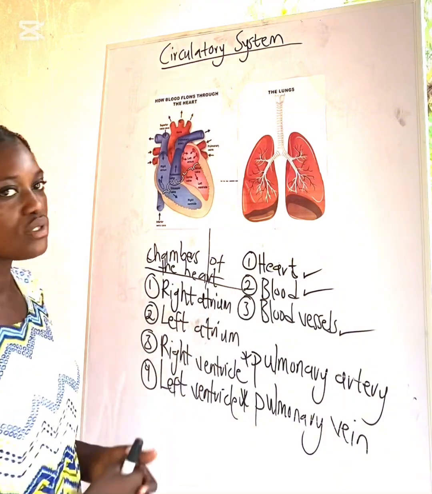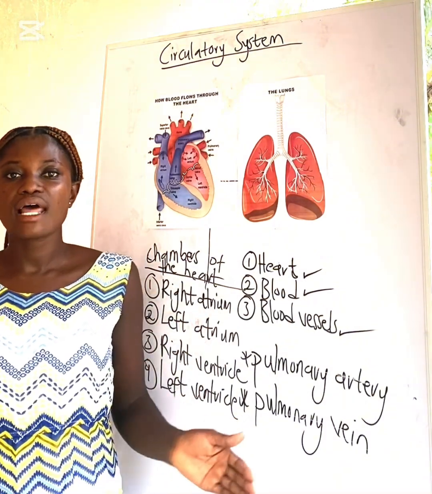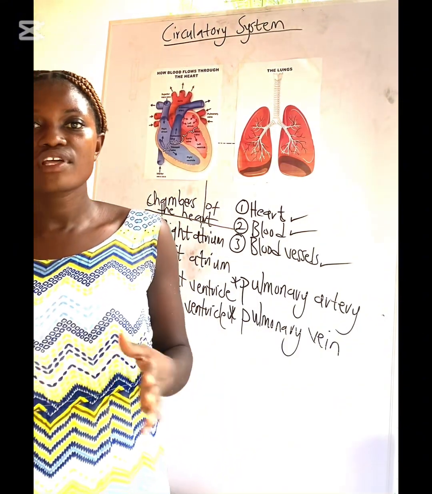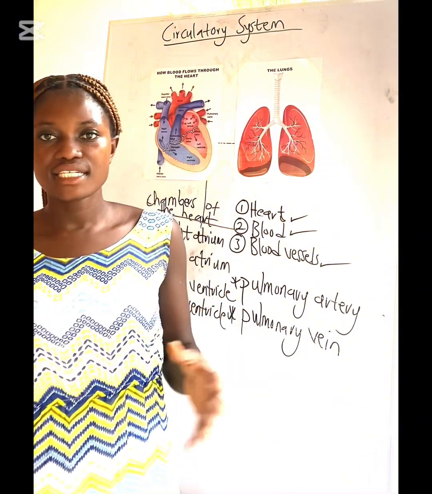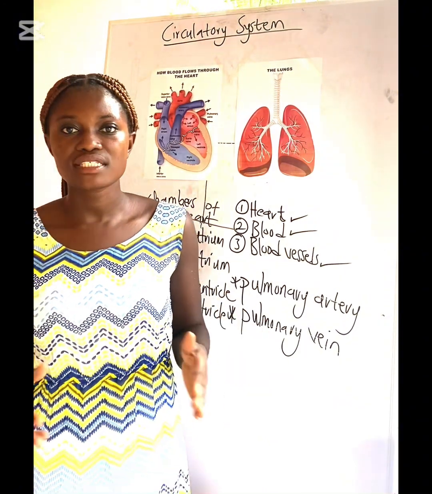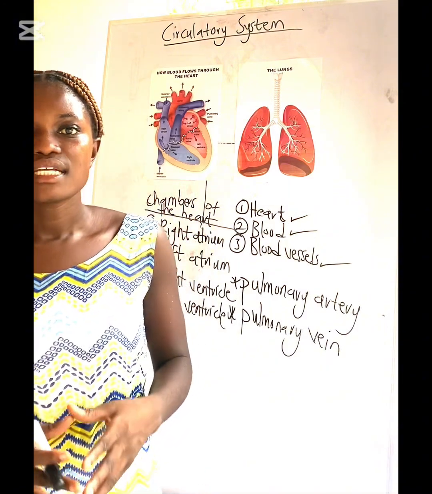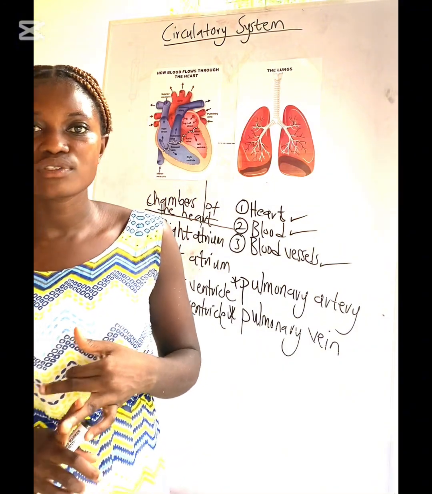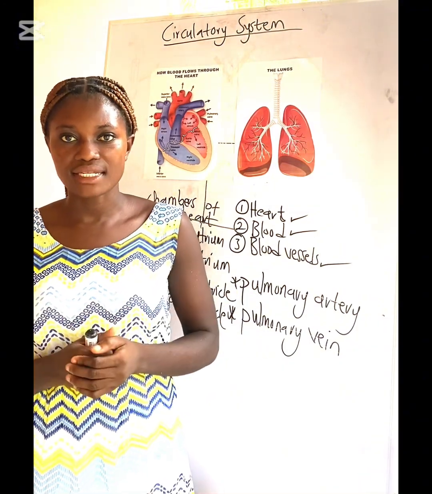Now let's move on to the blood. The blood consists of two main parts. We have the formed elements part and the fluid part. The fluid part is called the plasma. Then the formed elements, we have blood cells, minerals, nutrients, and others.